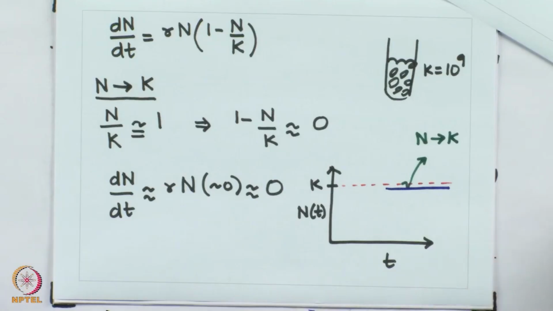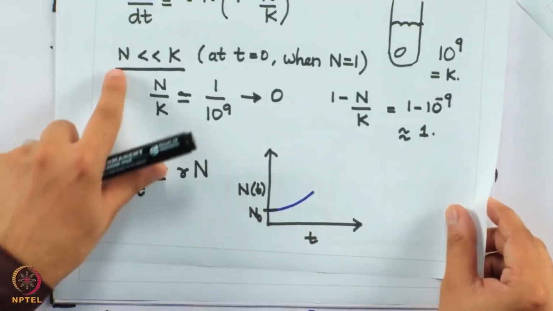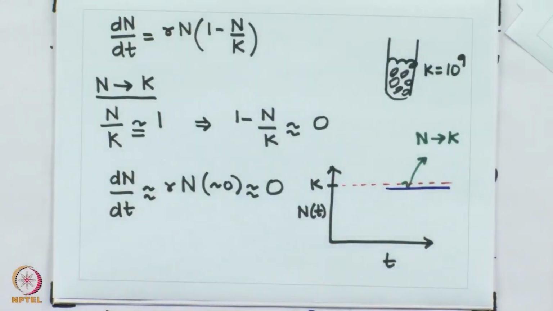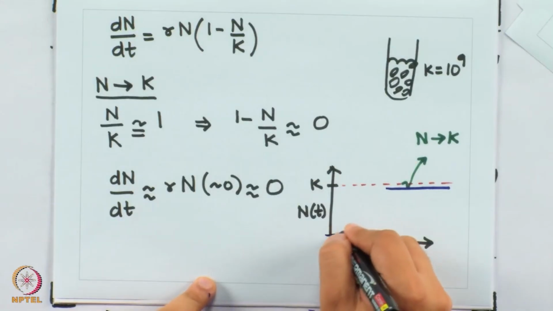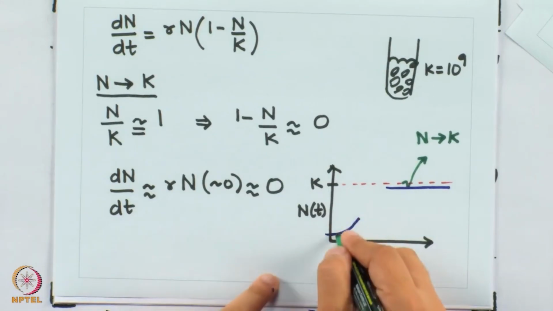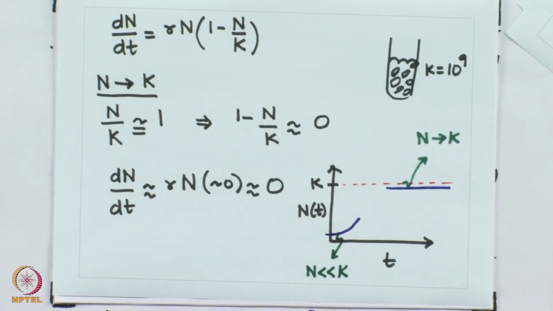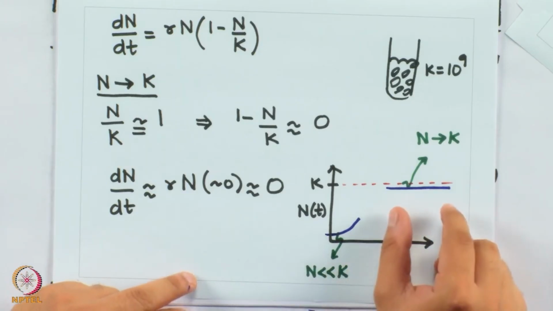From the previous slide, we saw that this is my profile when N is much less than K. I am going to plot that here. This is the profile that we derived when N is much less than K from the previous slide. So, we have these two approximate solutions for the two regimes, when N is much less than K and when N is approaching K.